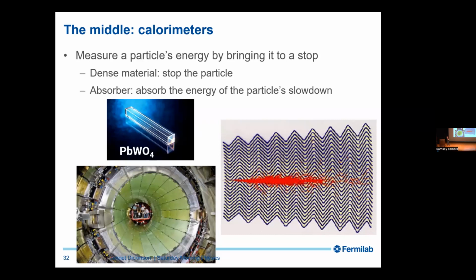And you can see, for example, an electron is going to come in, it's going to start hitting all this dense stuff, and it's going to start spawning other electrons, positrons, photons. Those are all going to be collected, and the energy that's absorbed is going to give you a measurement of the energy of the initial electron.